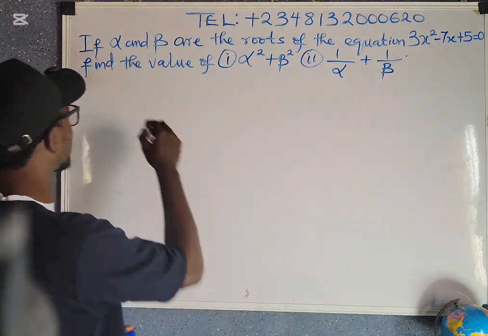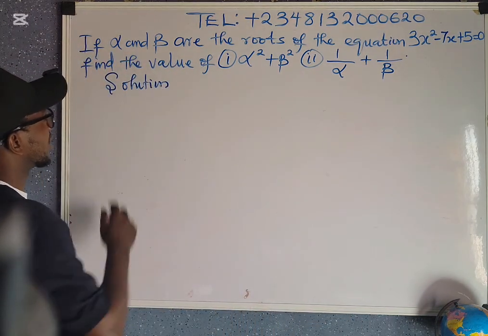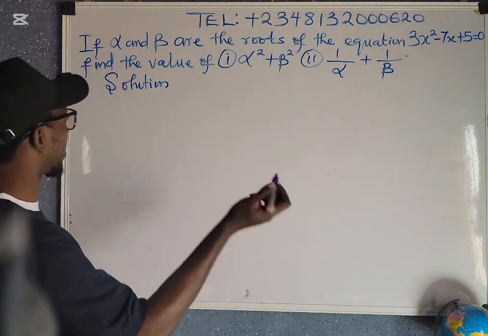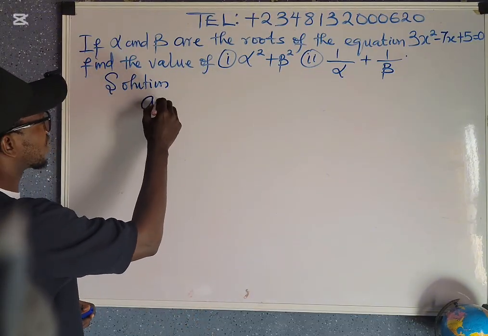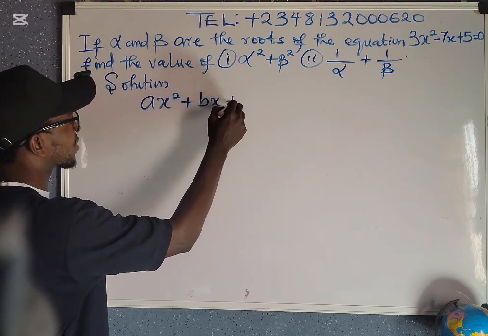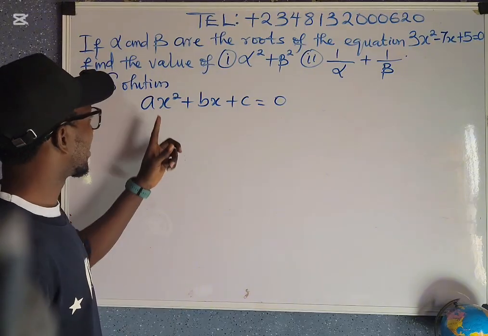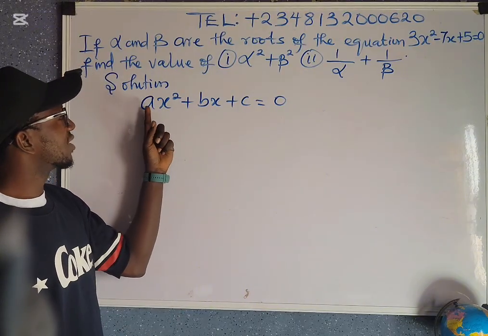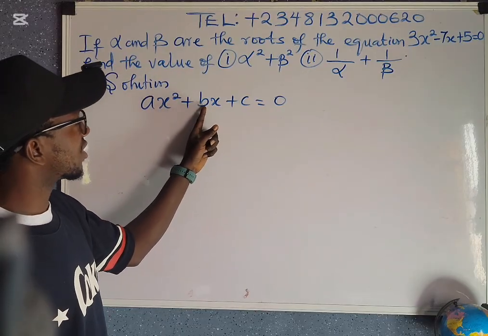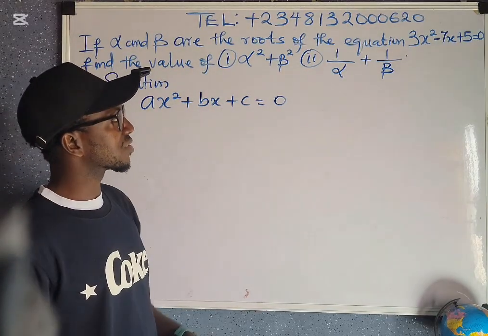So first of all, there is a generic way to represent a quadratic equation, and we have that generally a quadratic equation is represented as ax squared plus bx plus c is equal to 0. Now the a you see here always represents the coefficient of x squared. The b you see here represents the coefficient of x, and the c is the constant.